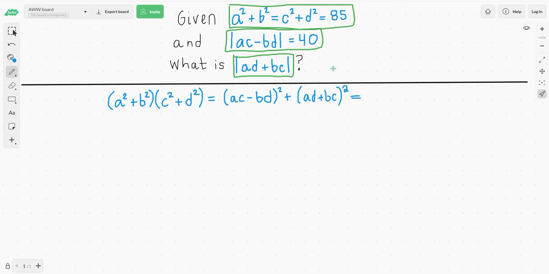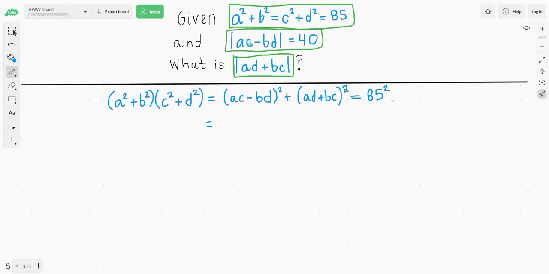Well, let's use our assumptions in the problem. A squared plus b squared is 85. So is c squared plus d squared. So in other words, this product here is just 85 times 85, or in other words, it's 85 squared. So that's the first thing to note. Next, I'm doing this a little bit informally, by the way.